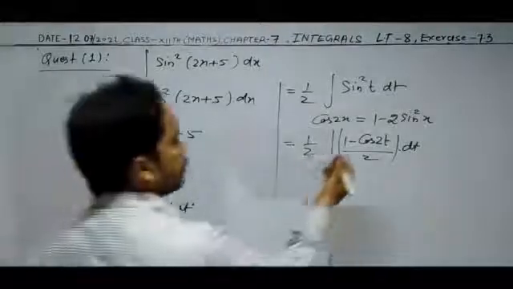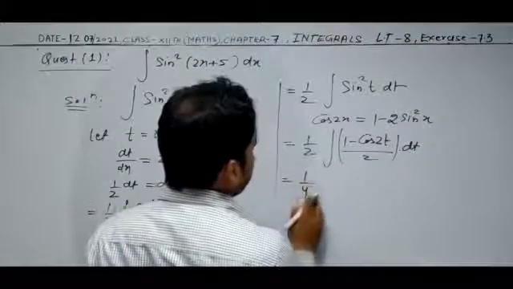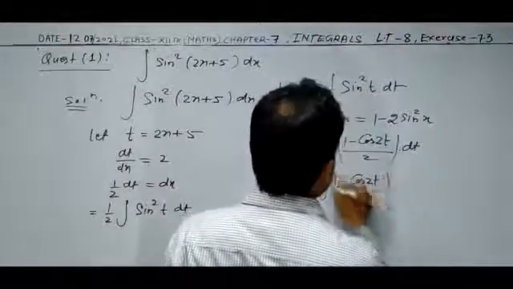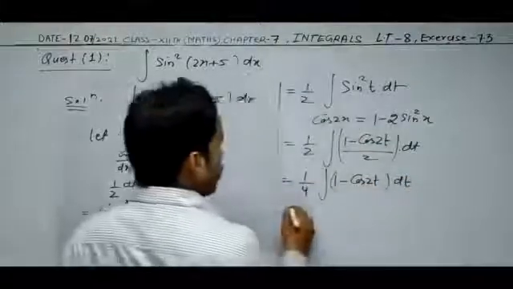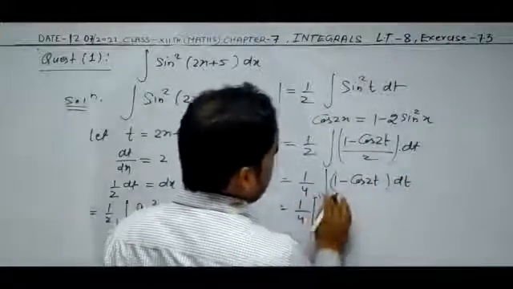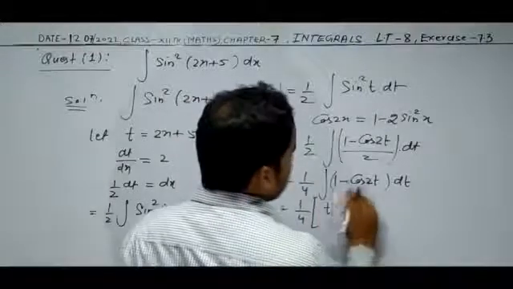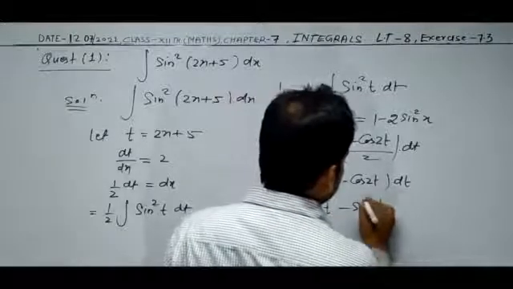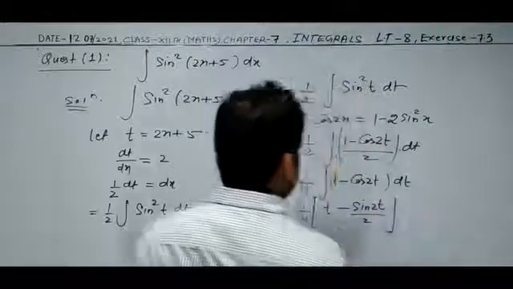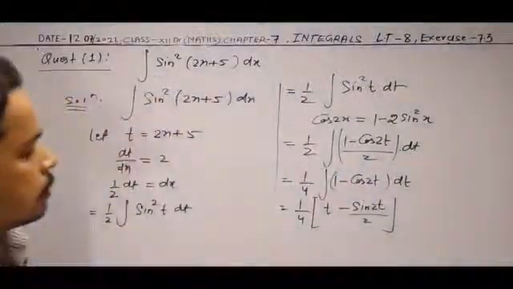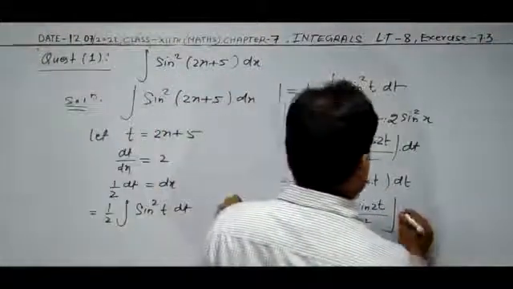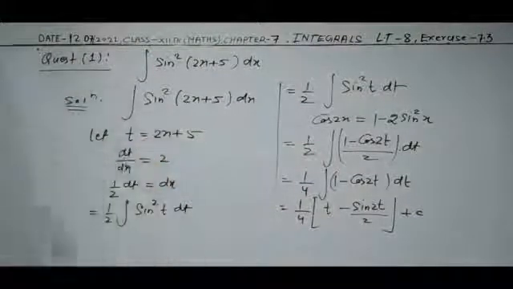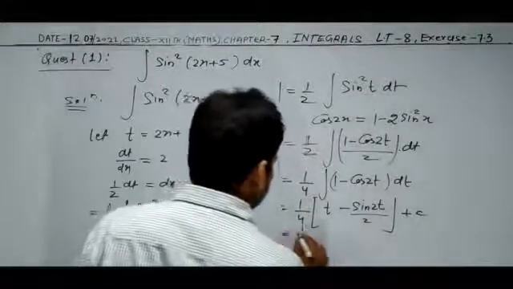Now 1 by 2 is a constant term, so it will be outside the integral and the result will be 1 by 4 integration of 1 minus cos 2t dt. Now when you integrate, the integral of 1 dt is t, and the integral of cos 2t dt is sine 2t whole upon 2. This can be solved by using the substitution method. Now plus c, and put the value of t.